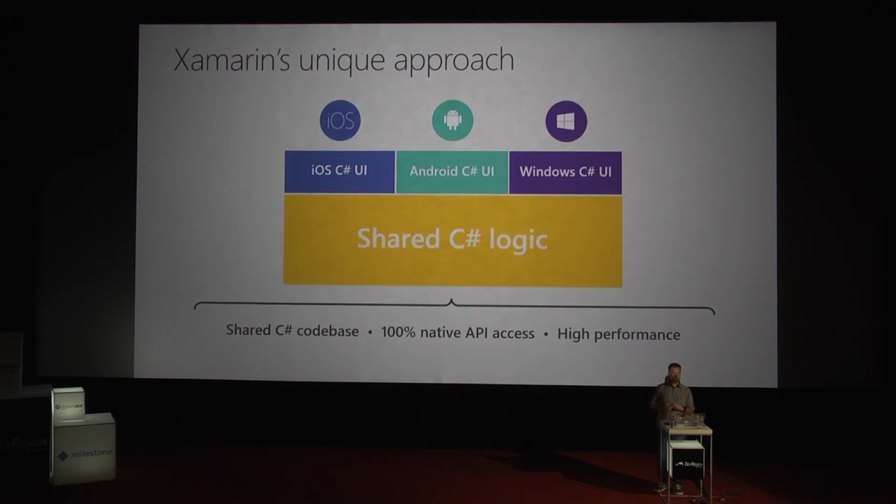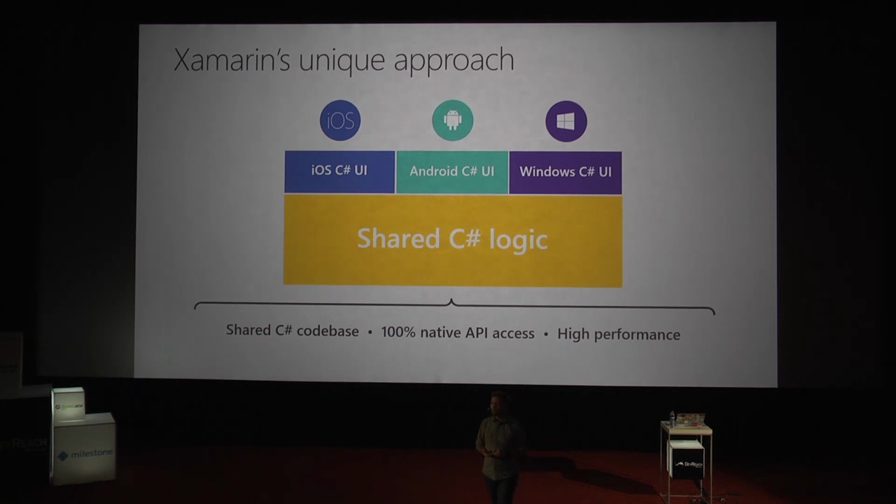So what is Xamarin's unique approach? What Xamarin actually does is it creates bindings to the native SDKs. So every time Apple or Google comes out with something new, whether it's a support library or the core APIs for the product, we create bindings from C# to the native code so that you can then access the native APIs using C#.